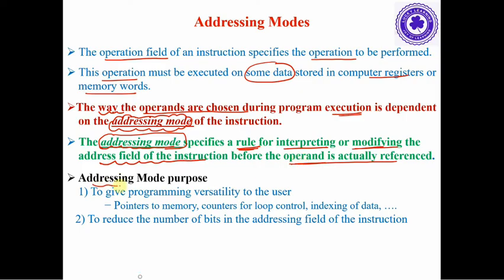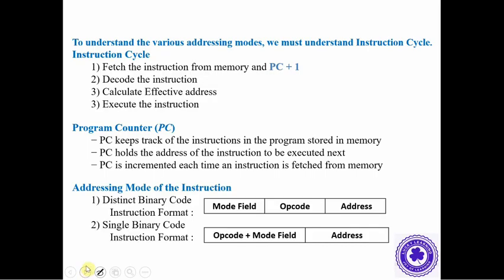What is the purpose of addressing mode? To give the program versatility to the user. Let us take an example: if we have pointers to memory and counters for loops, indexing of data uses addressing modes so that addressing becomes easy and instruction lengths can be varied. Now, to reduce the number of bits in the addressing field of the instructions, we use addressing modes.